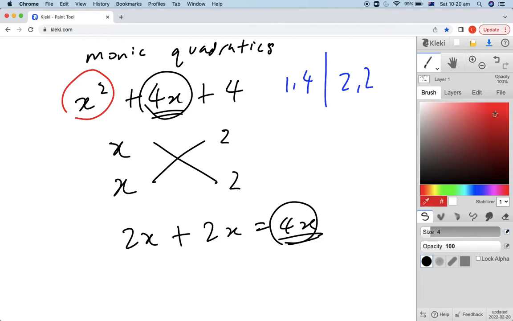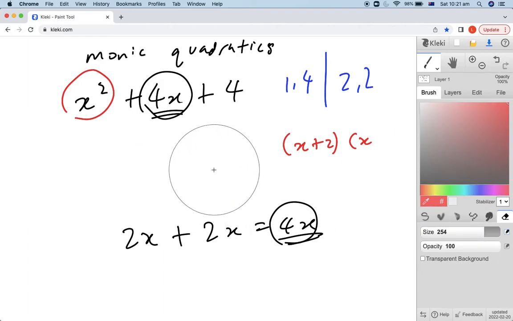Now, we found our solution using the cross method, but now we want to know how we write it out. A conventional mistake that a lot of people make is they write it out in terms of the cross, like that. So they might write it as x plus 2 and x plus 2. While this is the correct answer in this case, it won't always apply in every case, especially when you go to non-monic questions where you might have a 3 at the front or a 4, 5, 6, etc.